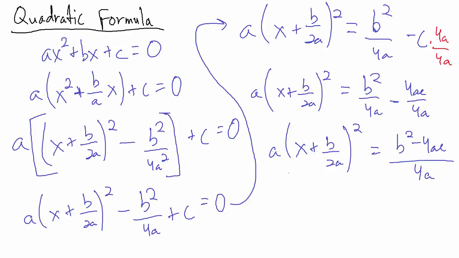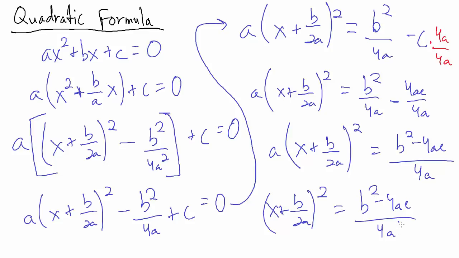If we divide both sides by a, the a on the left goes away, and we're left with x plus b over 2a squared equals b squared minus 4ac, all divided by 4a squared. Remember, dividing by a is like multiplying by 1 over a, so we get 4a squared on the bottom. That's where the 4a squared comes from.